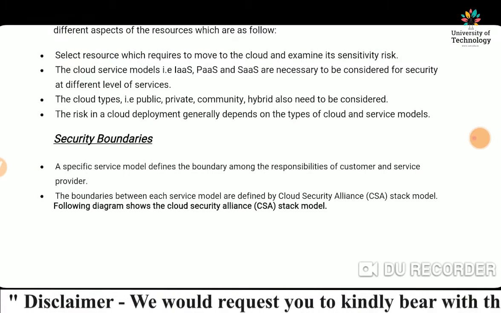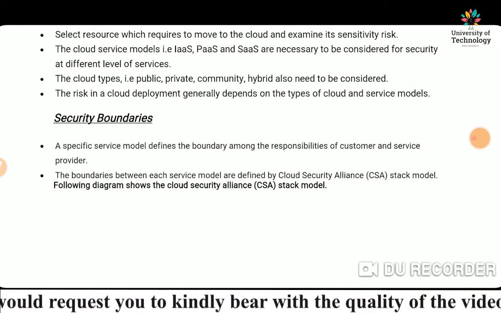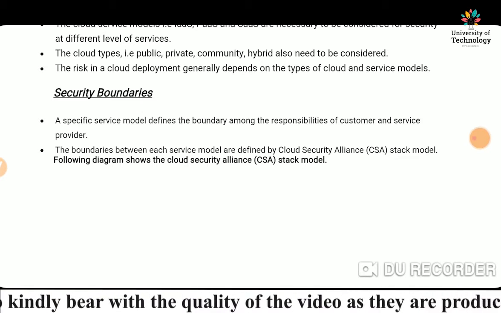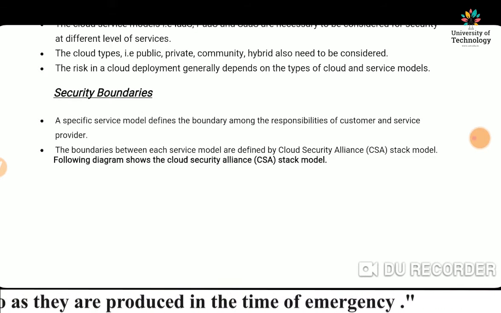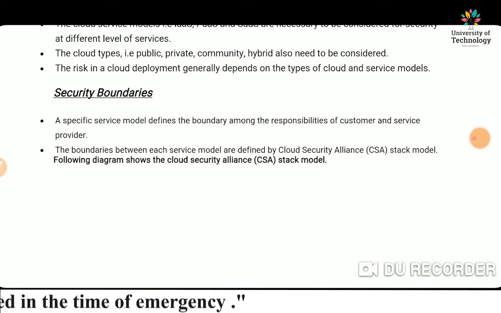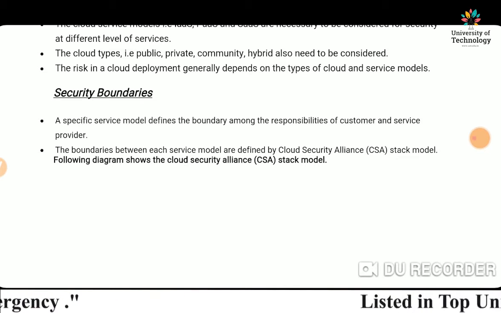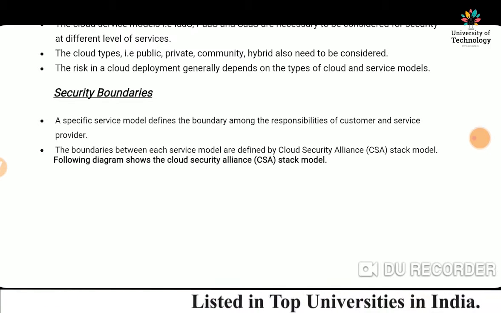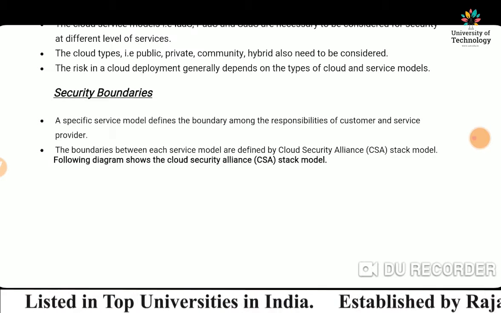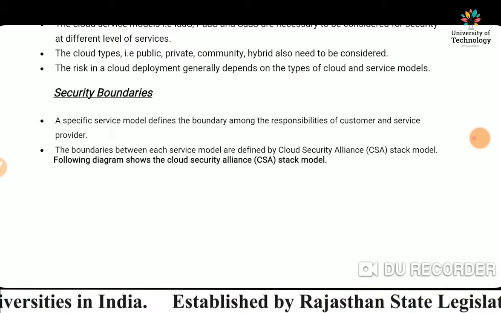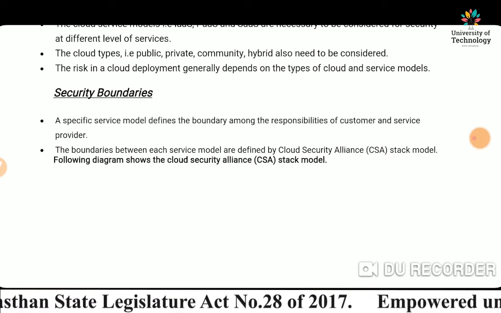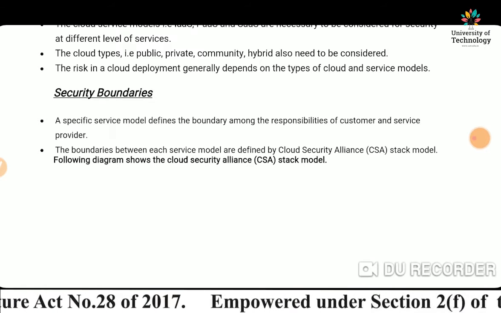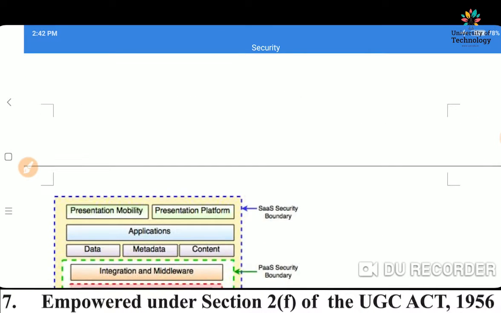Next, let's talk about security boundaries. A specific service model defines the boundary among the responsibilities of customer and service provider. The boundaries between each service model are defined by CSA. CSA stands for what? Cloud Security Alliance. Stack model. The following diagram shows the Cloud Security Alliance stack model. This one.